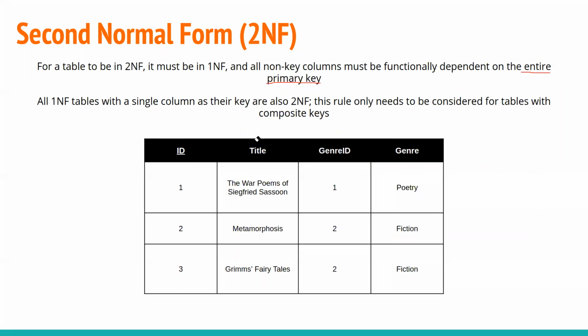That's true. It's functionally dependent on the entire primary key. Okay, cool. So that example, fairly straightforward, I think. All 1NF tables with a single column as their key are also in 2NF. So this rule only needs to be considered when you have a composite key.